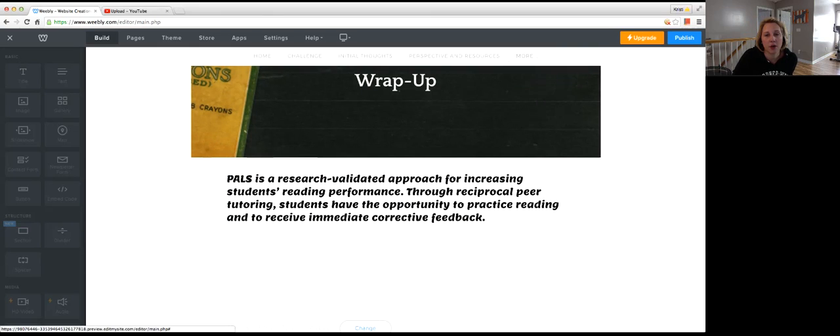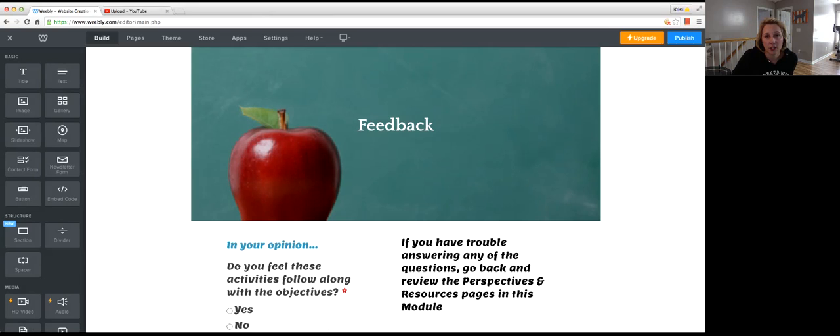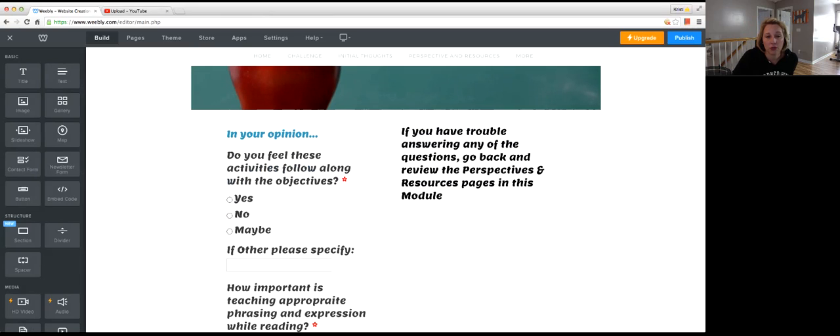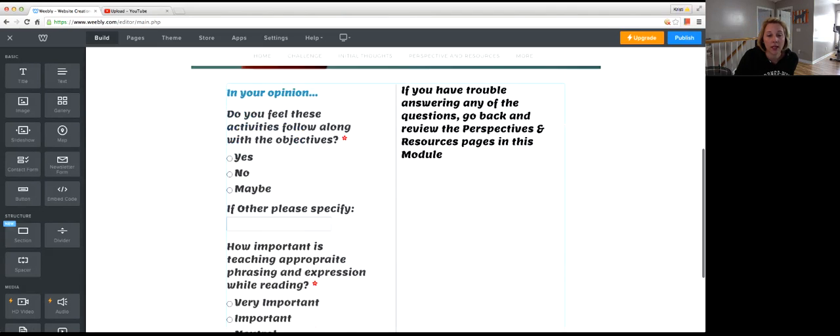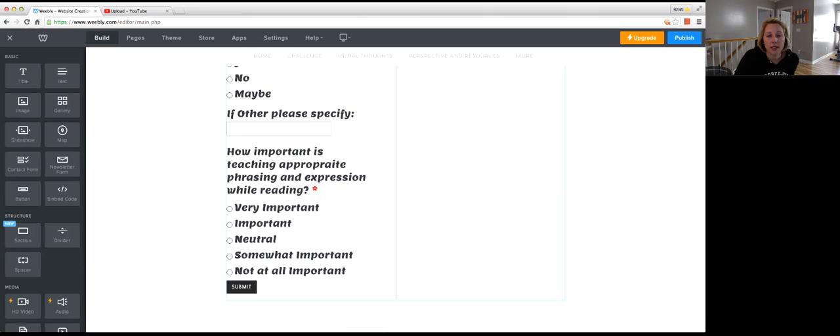And then the last part is assessment. And this is where I would like for you to just give me a short feedback. In your opinion, do you feel these activities follow along with the objectives listed? Yes, no, maybe. And if you could write a specific answer, that would be great. And then, how important is teaching appropriate phrasing and expression while reading?